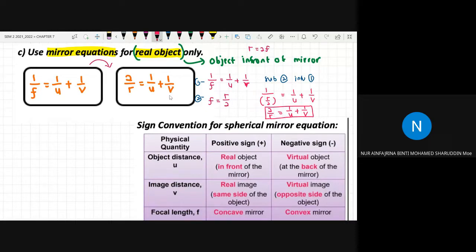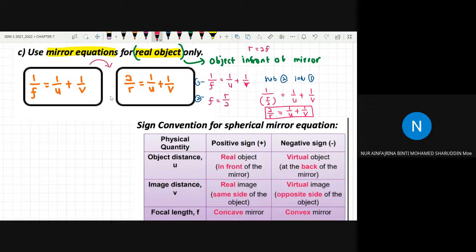So it's not important, you don't need to know in exam pun. We'll just tunjuk in case anyone curious how we get this equation. So it's up to you whether you want to write it or you don't want. Okay, yang penting ini. This is the two equations for mirror equations.